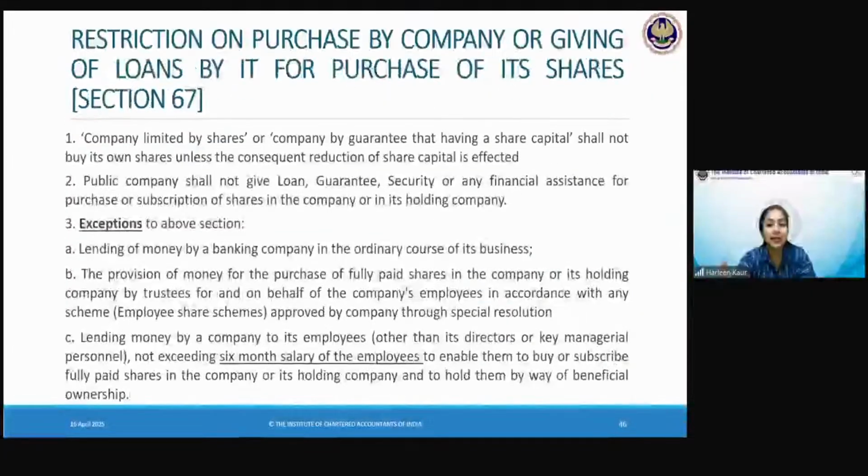But there are certain exceptions to these rules. It says a public company will not give loan, guarantee or assistance to its employees for buying the shares of the company or holding company. But there is an exception. So these are exceptions you have to learn. There are 3 exceptions. Number 1, where the money is lent by a banking company in the ordinary course of business. Now children, tell me one thing. What is the work of a banking company?